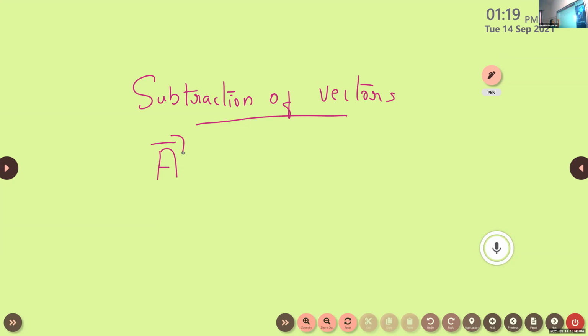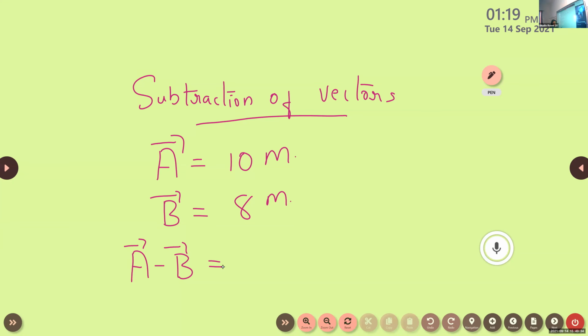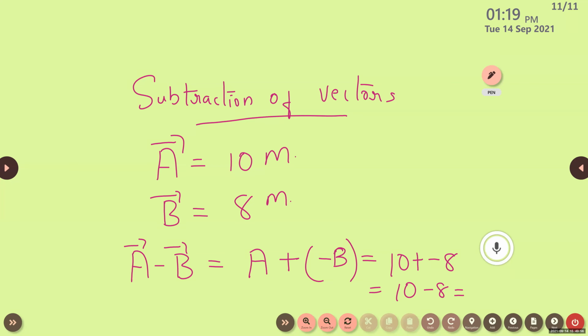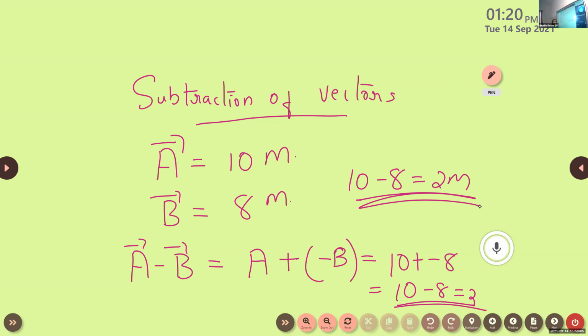For example, if we have vector A with magnitude 10 meter and vector B with magnitude 8 meter, then the difference between these two vectors is given by vector A minus vector B. We can add these vectors and take the negative of the second vector. That is magnitude of vector A plus negative magnitude of vector B, equal to 10 plus minus 8, that is 10 minus 8 equal to 2. Or directly you can say 10 minus 8 is equal to 2 meter. This is the difference between two vectors.